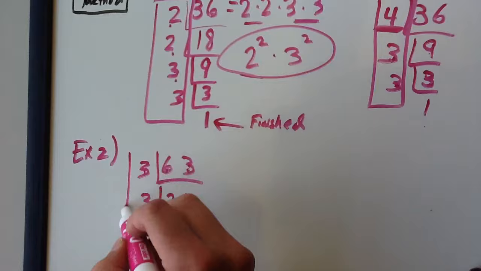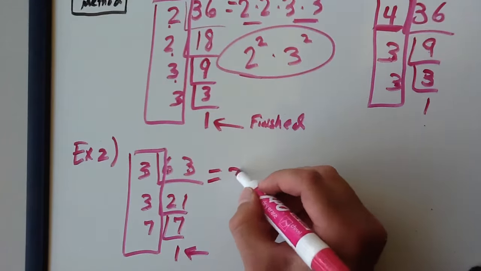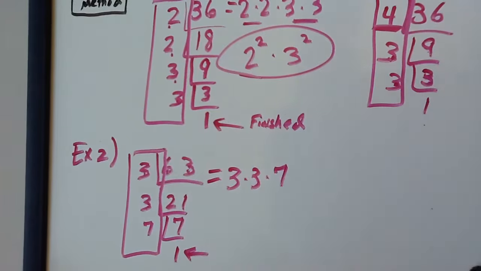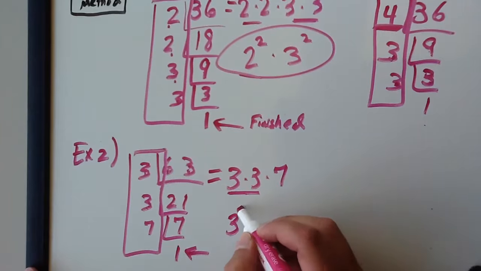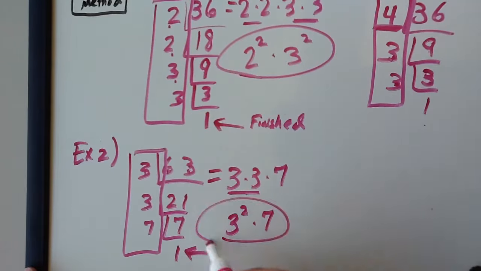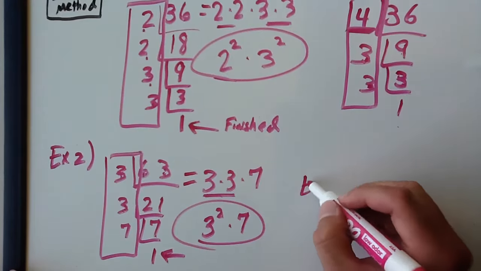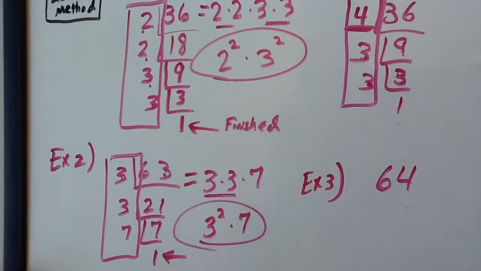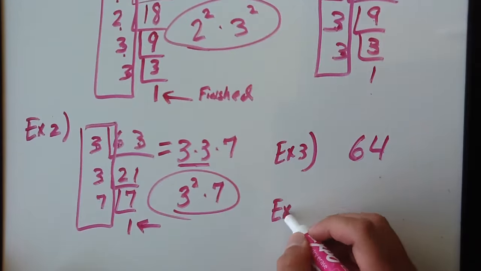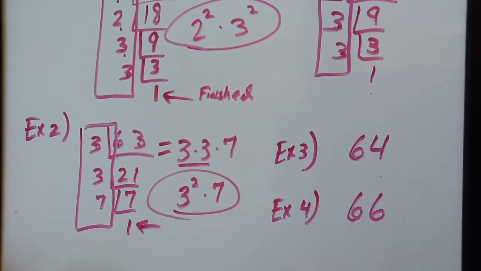So these are my prime factors right here. 3, 3, and 7. So 63 is the same as 3 times 3 times 7. I can write these 3's using exponents, right? 3 squared times 7. That's the prime factorization of 63. Okay, I want you to try these two on your own. We'll call this example number 3. Write the prime factorization of 64. And example number 4, I want you to write the prime factorization of 66. All right, try those two on your own.